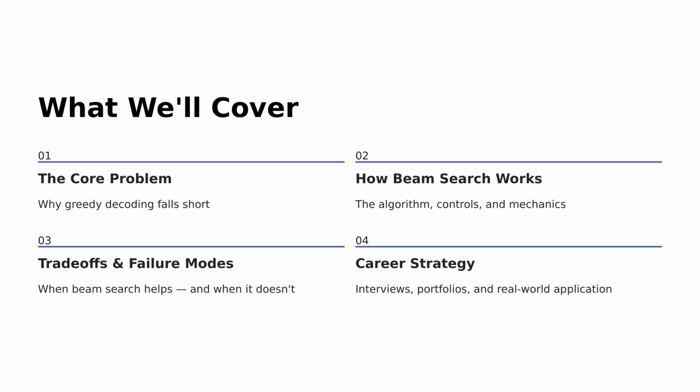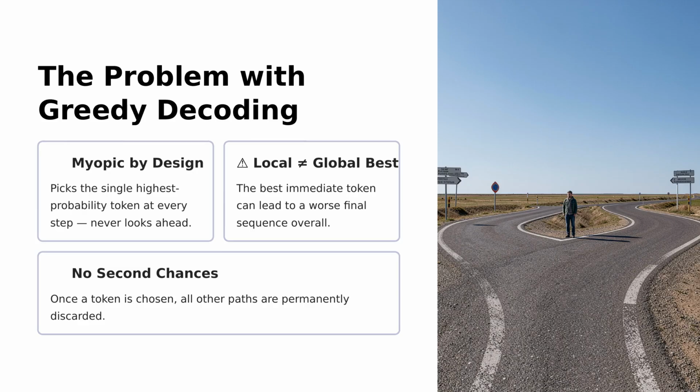Here's the roadmap for this section. We'll start with the core problem, why greedy decoding often misses better overall sequences. Then, we'll walk through how beam search works, including the basic algorithm and the key controls behind it. After that, we'll look at the trade-offs and common failure modes, so you know when beam search actually helps. Finally, we'll connect it to career strategy, including interviews, portfolios, and practical use on real projects.